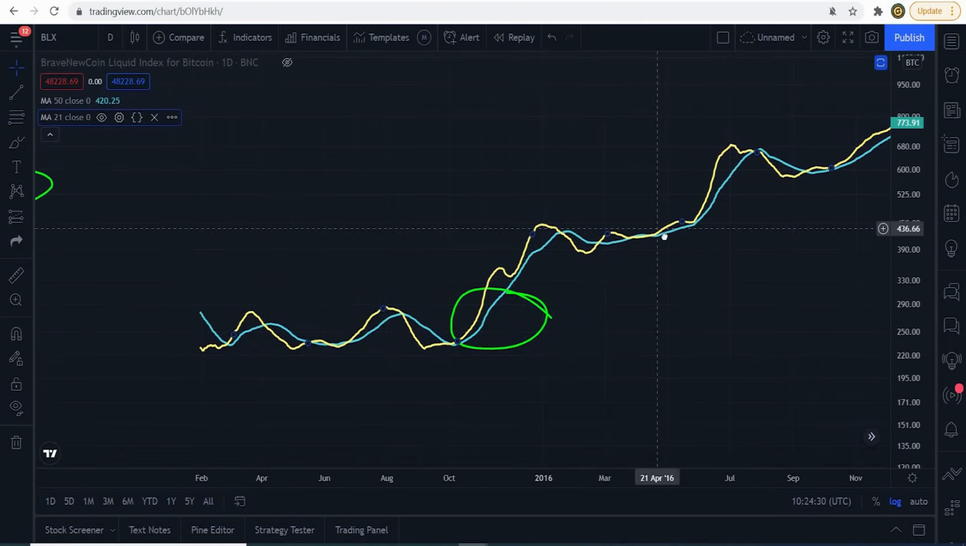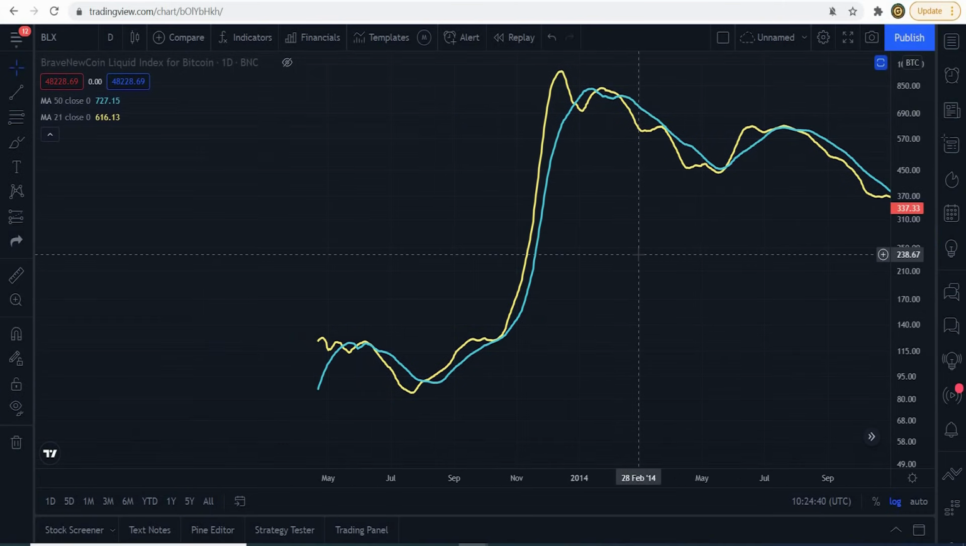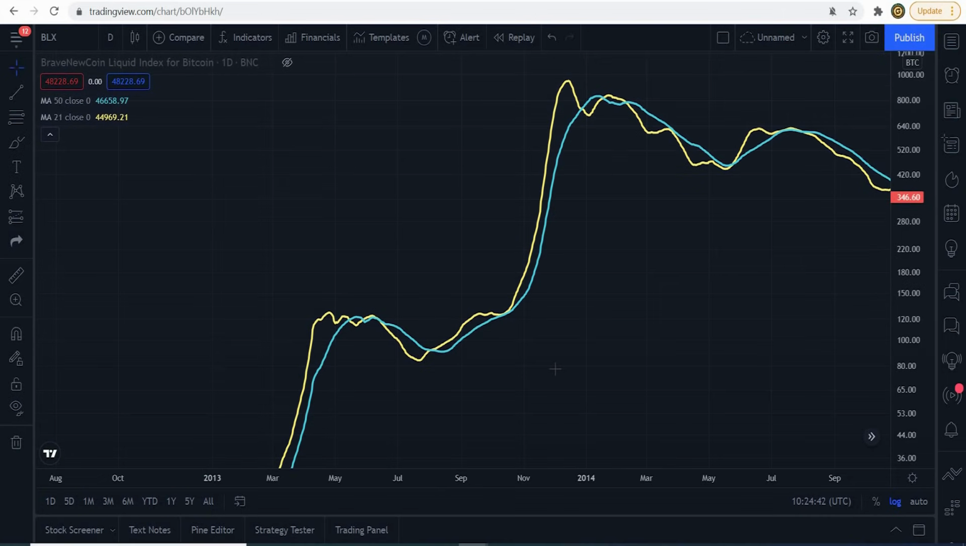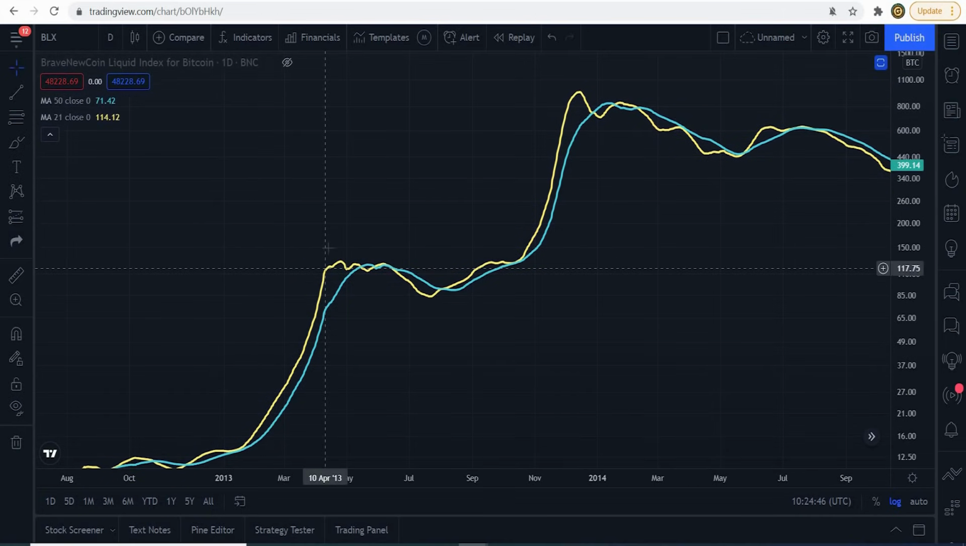So going back, I just really want to bring it back to, I've got so many squiggles. Let me just delete all these squiggles. So going back to the 2013 2014 cycle, because many believe that we were seeing something similar to the last 2013 cycle, where it went up, made one top, fell down, and then it made another top.